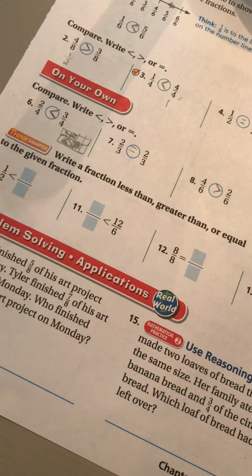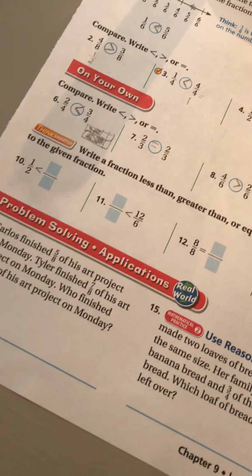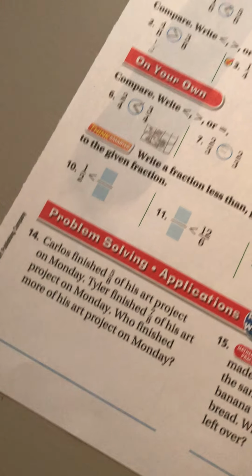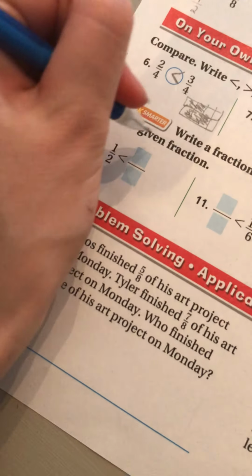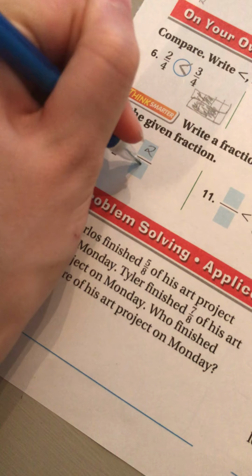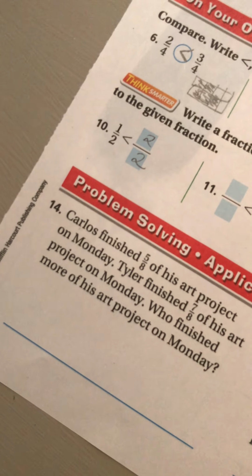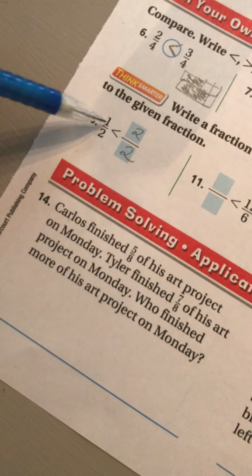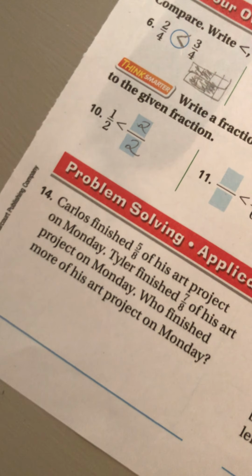All right, write a fraction less than, greater than, or equal to the given fraction. So you get to come up with your own fraction. So 1/2, let's think, that's going to be less than 2/2, right? Which is the same as 1 whole. Same denominator, bigger numerator over here.